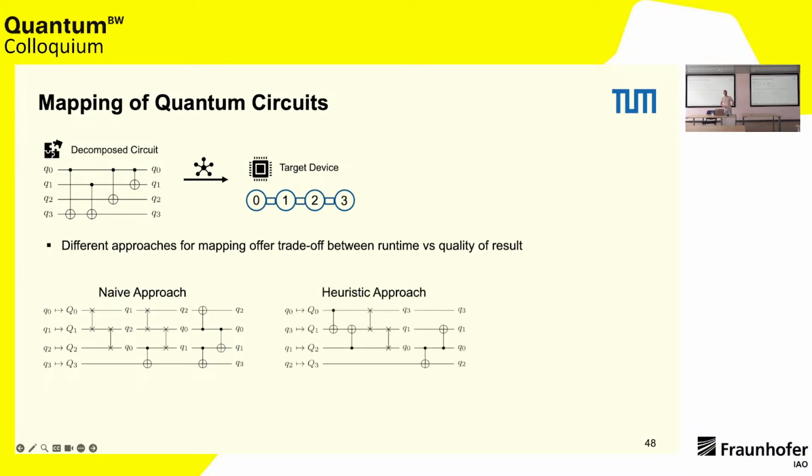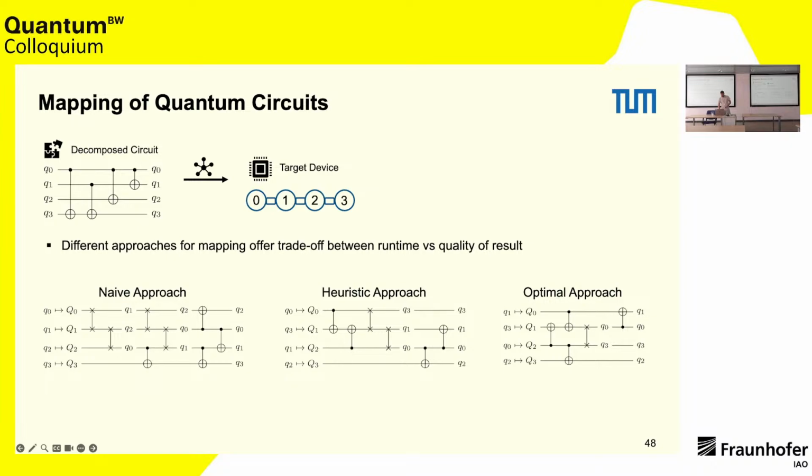Be a little more clever, employ some heuristics. That's what most compilers currently do. Be a little bit better. Or you could even strive for the optimal solution, which takes very, very long and doesn't scale at all, but you get the best quality result.